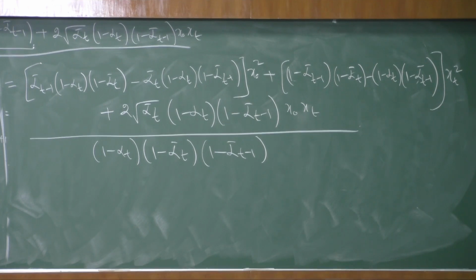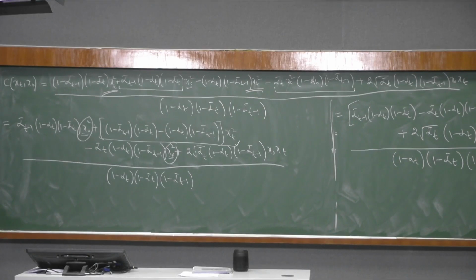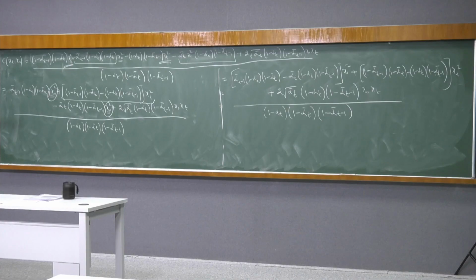So in the second step I took x naught square common. So now you can focus on these two terms, and hopefully we have taken the common in a correct way. So alpha bar t minus 1 into 1 minus alpha t, 1 minus alpha bar t, and then this is minus alpha bar t, 1 minus alpha t, 1 minus alpha bar t minus 1, that's correct. And the remaining, the 2 root alpha bar t, it always remains the same, okay?